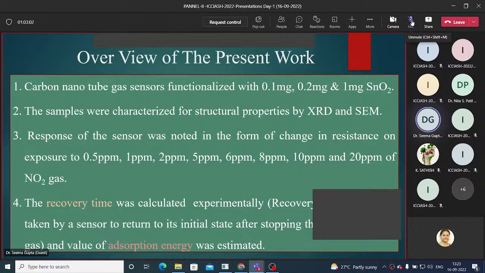In the present work, carbon nanotube gas sensors have been functionalized with varying concentrations of SnO2. The samples were then characterized for structural properties by XRD and SEM. The response of the sensor was noted in the form of change in resistance on exposure to different concentrations of nitrogen dioxide gas. Recovery time was calculated experimentally, which is taken as the time taken by the sensor to return to its initial state after stopping the exposure of the gas, and the value of absorption energy was estimated.